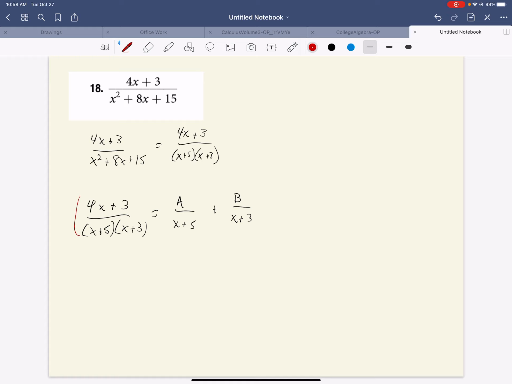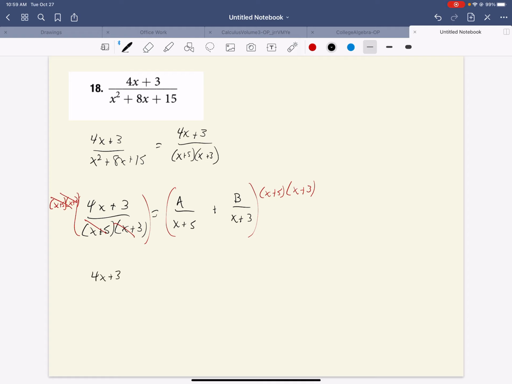The very first step that we're going to do is clear the denominator. So I'm going to multiply both sides by (x + 5)(x + 3). Multiply this by (x + 5)(x + 3). And here, everything cancels. On the left side, we just have 4x + 3.